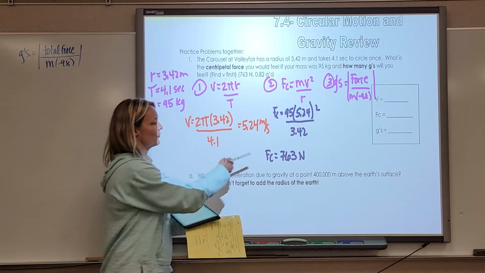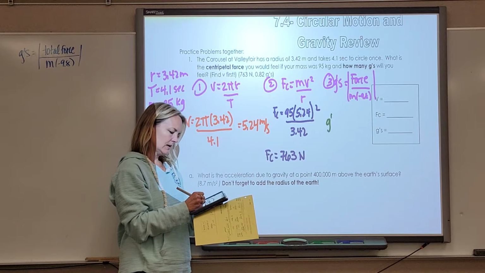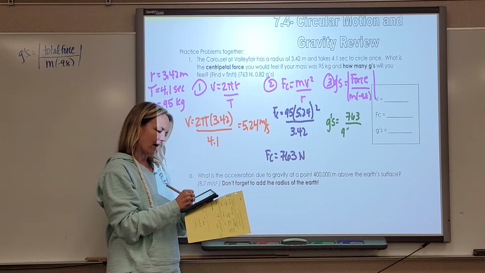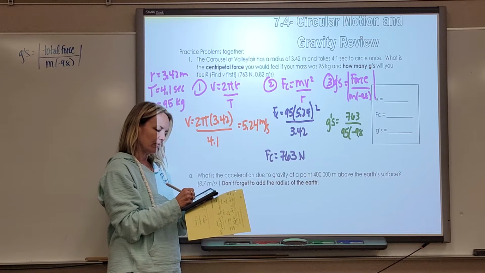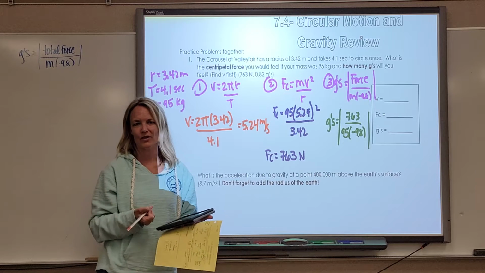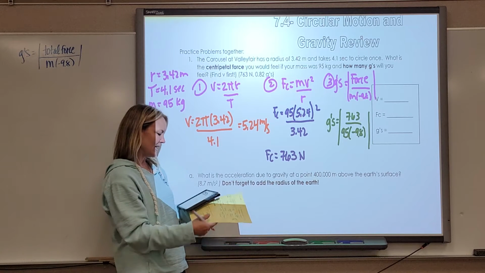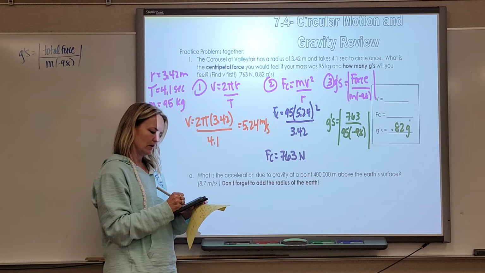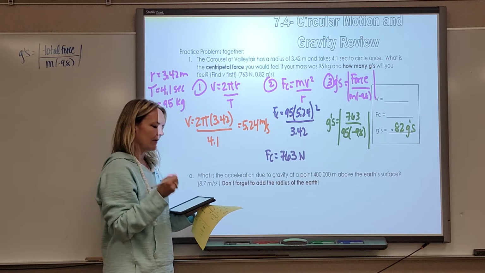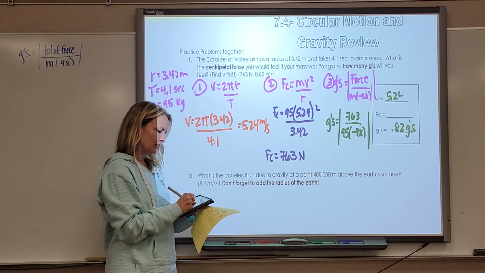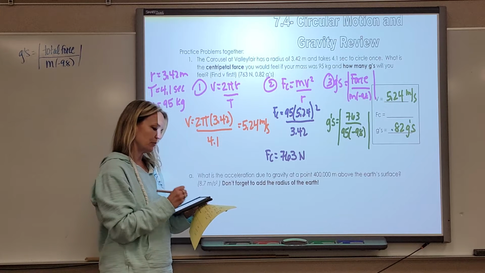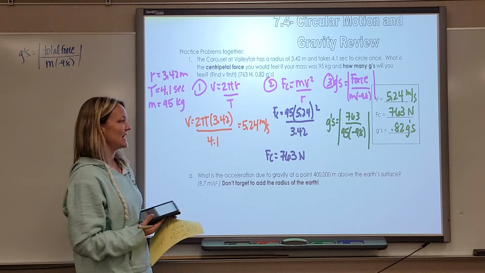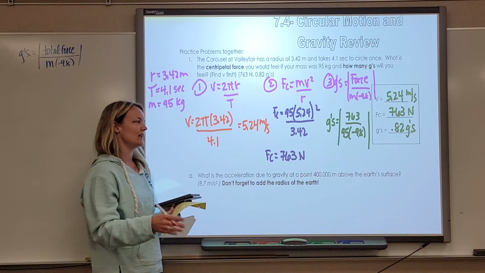All right, from there, my last step, I need my G's. I take the total force that I just calculated, 763, and divide that by my mass, which is 95, multiplied by the negative 9.8, but it is an absolute value, so all the negative signs just disappear. I find my G's to be a little less than 1. I got 0.82. So filling things in, I found my velocity to be 5.24 meters per second. I found my centripetal force to be 763 newtons. And once I found my G's, it was less than 1. I feel lighter, so it would be 0.82 G's.